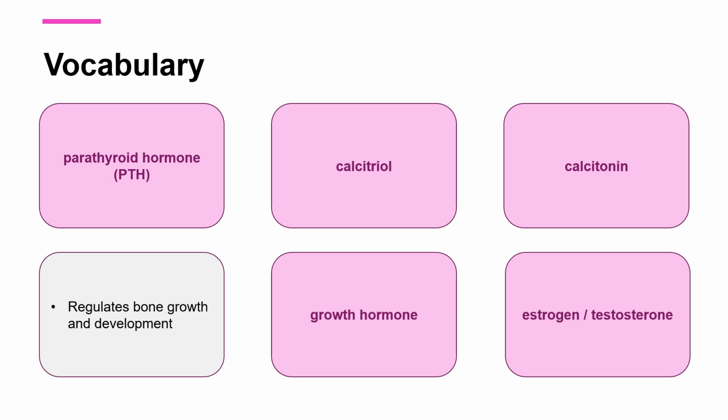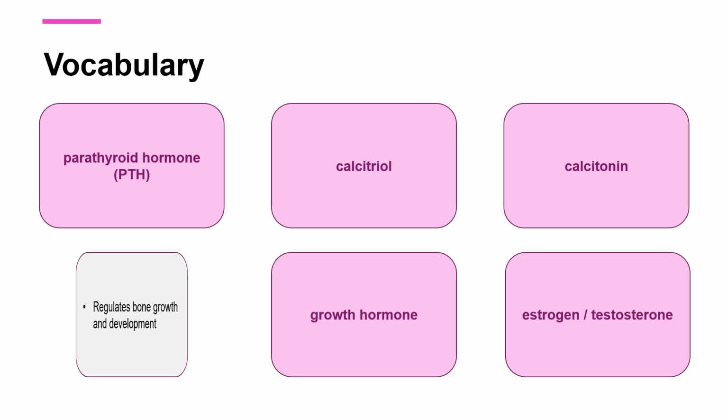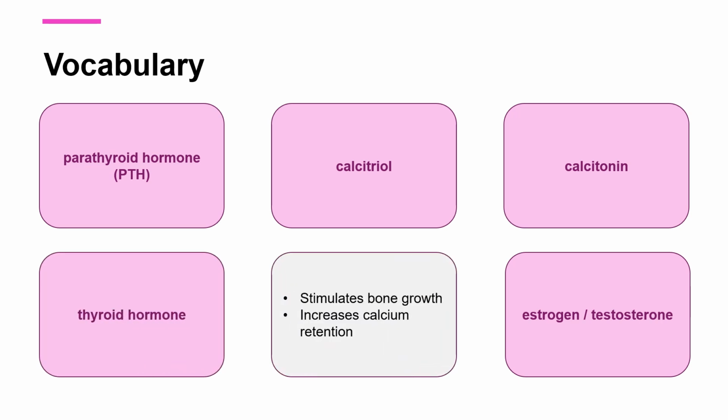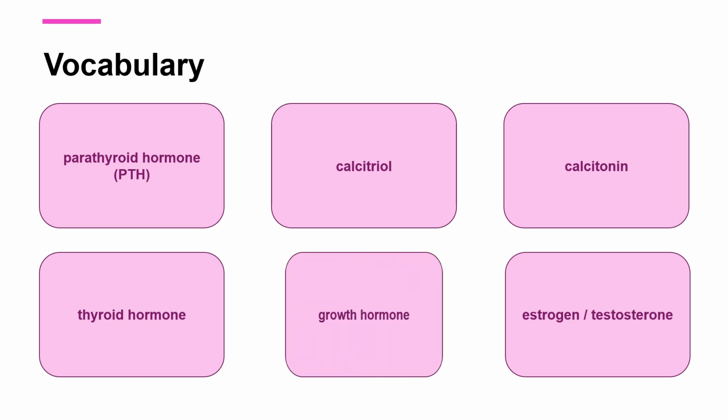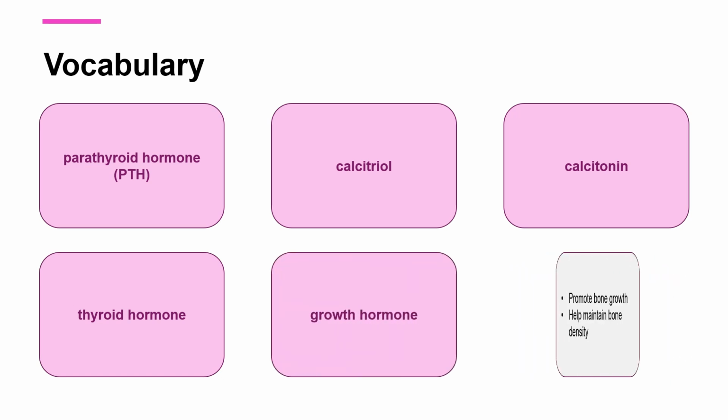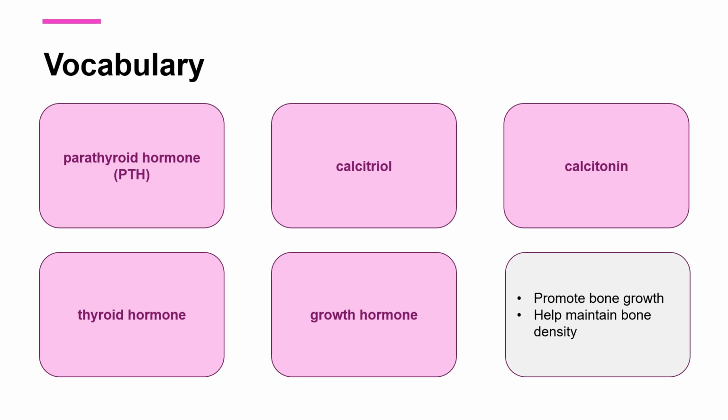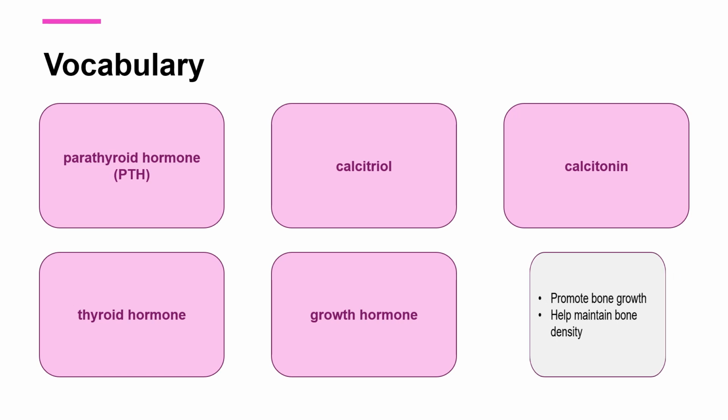Thyroid hormone promotes bone growth and development. Growth hormone also promotes bone growth, and it increases calcium retention in the bones. And our sex hormones, estrogen and testosterone, promote bone growth, and they help maintain healthy bone density.